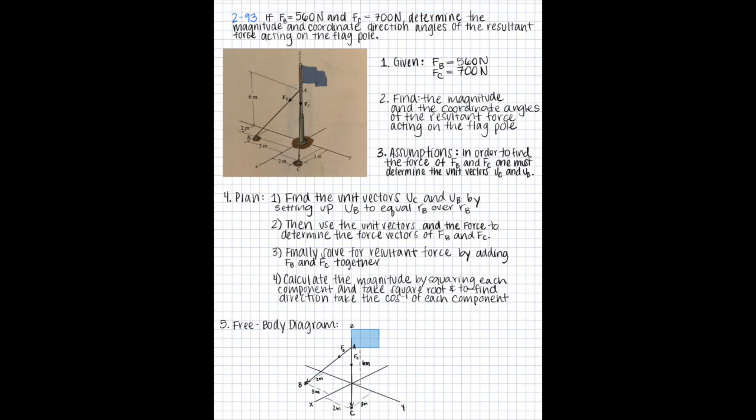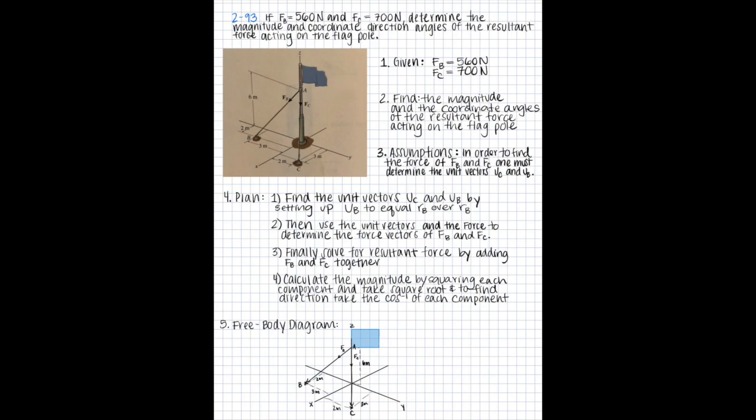Then step 2 would be to use the unit vectors and the force to determine the force vectors of force B and force C. Step 3 would be to finally solve for the resultant force by adding FB and FC together. And finally, step 4 would be to calculate the magnitude by squaring each component and taking the square root. And then to find the direction, you do the cosine of each component.